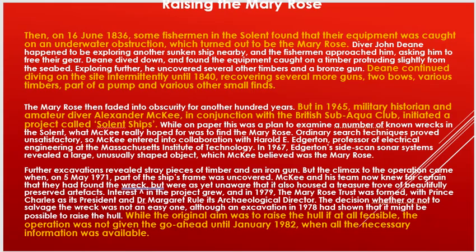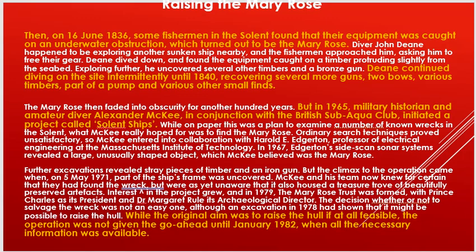Okay, so then what happened once they found the site? Driver John Dean happened to be exploring another sunken ship nearby, and the fisherman approached him. Just because they found something interesting, they approached the driver from another ship, asking him to free their gear. Then what did this person Dean do? He dived down and found the equipment caught on a timber protruding slightly from the seabed. So then he dug further, and what did he find there? Exploring further, he uncovered several other timbers and a bronze gun. Oh, so he started finding several of those items.